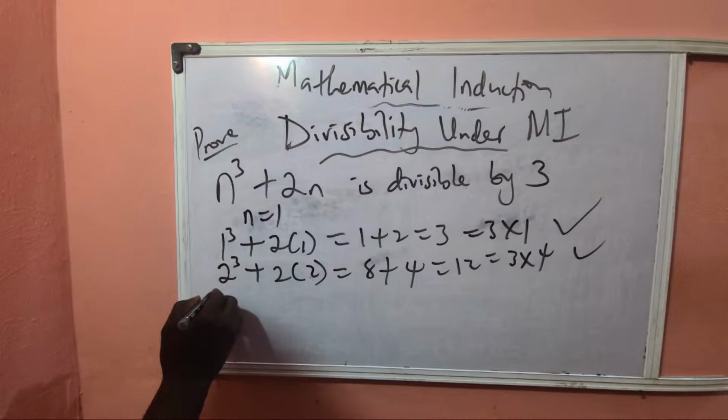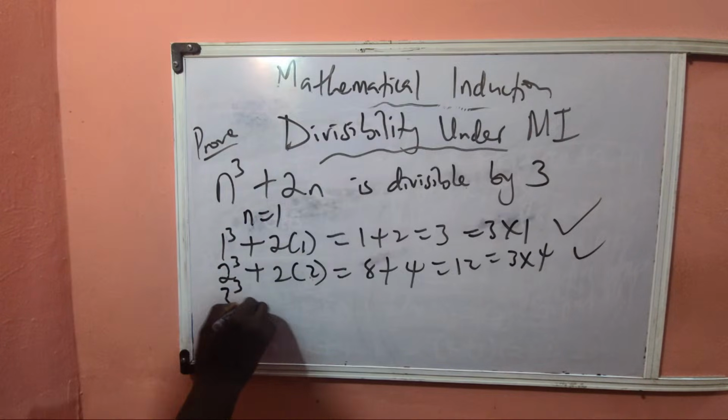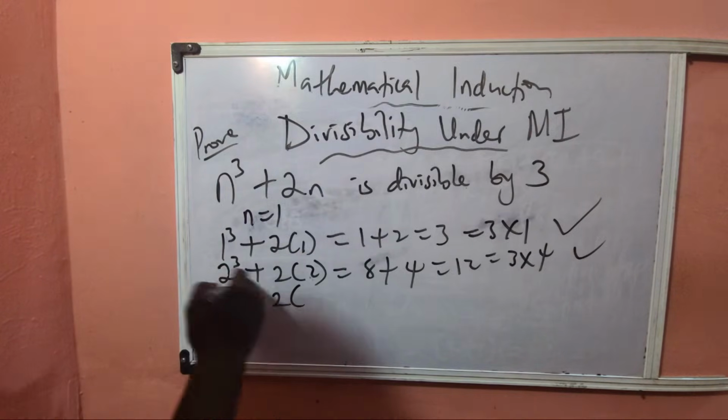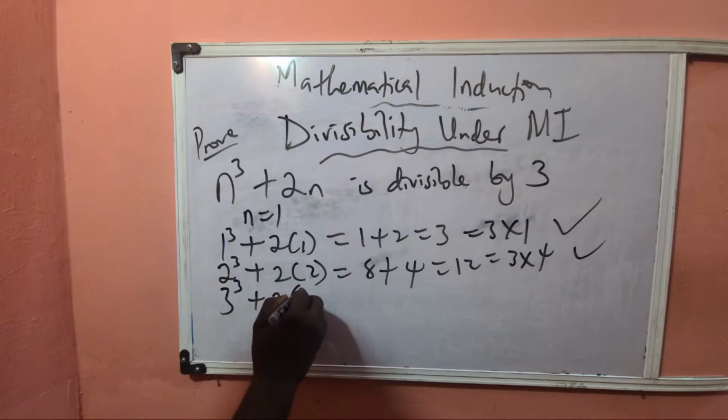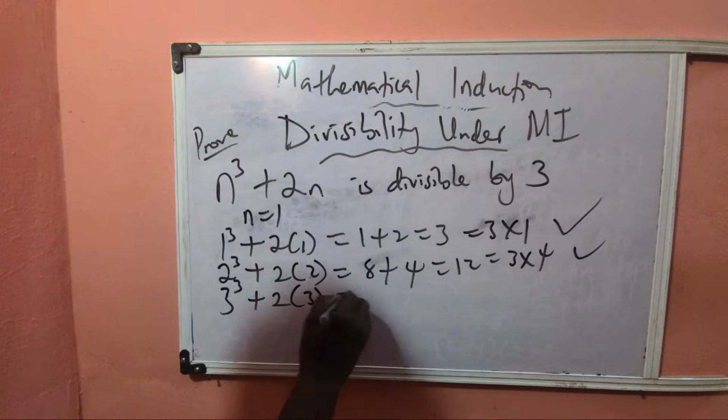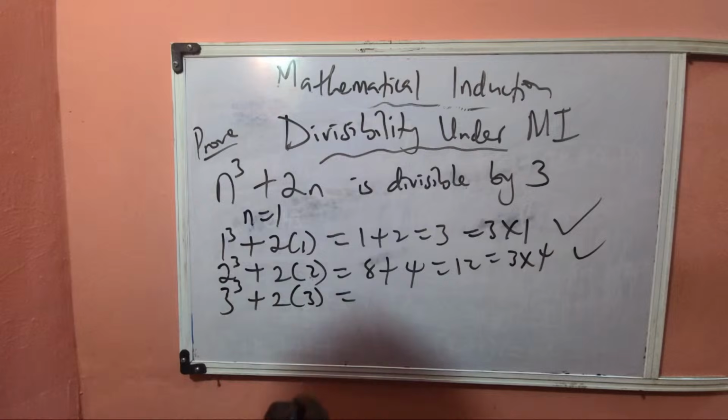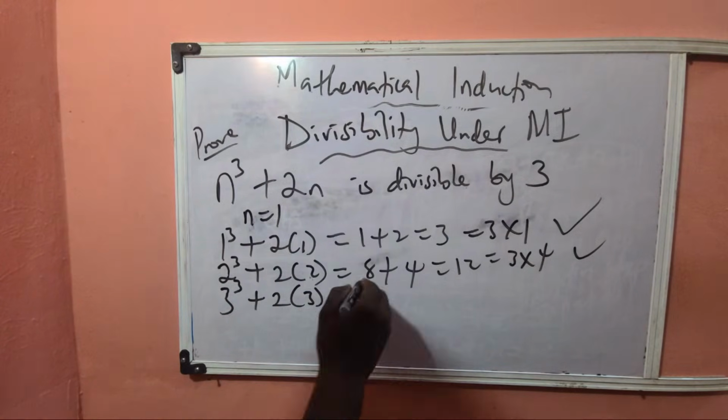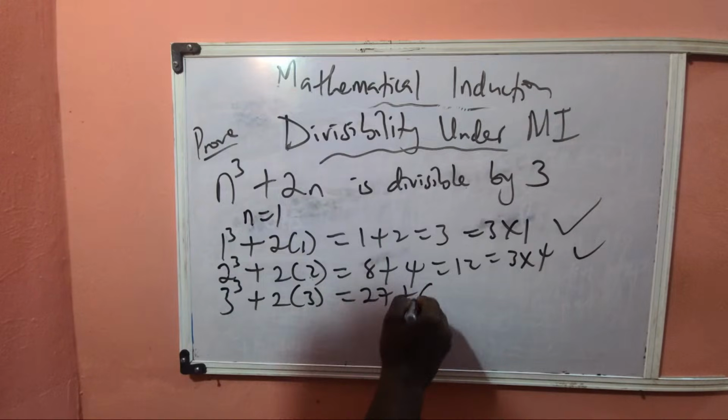So let's go on to check for 3 cubed. That means for when n was equal to 3, that will be 3 cubed plus 2 into bracket 3. That will be 3 raised to the power 3, which is what? 27. 27 plus 6, that's what?